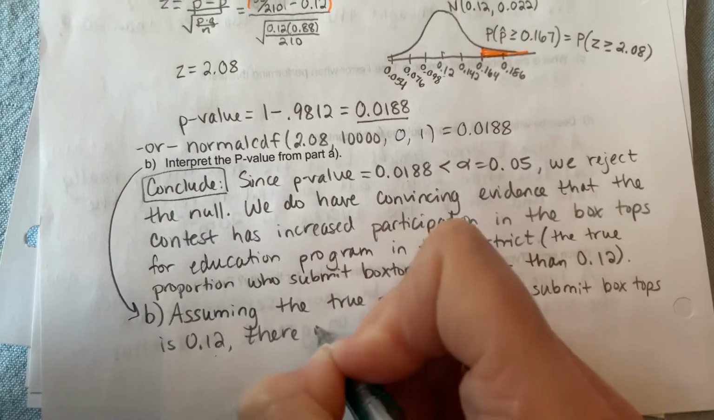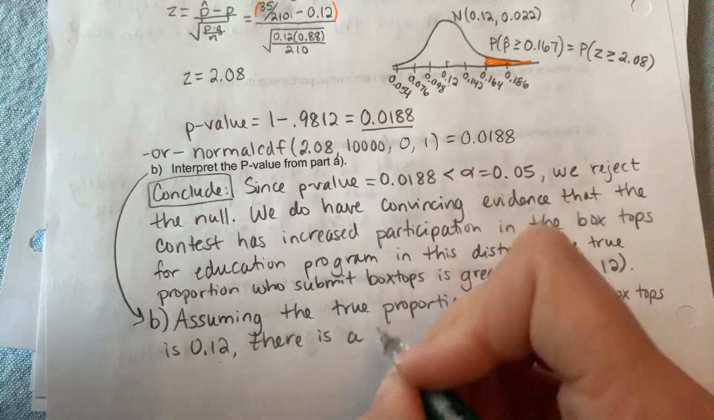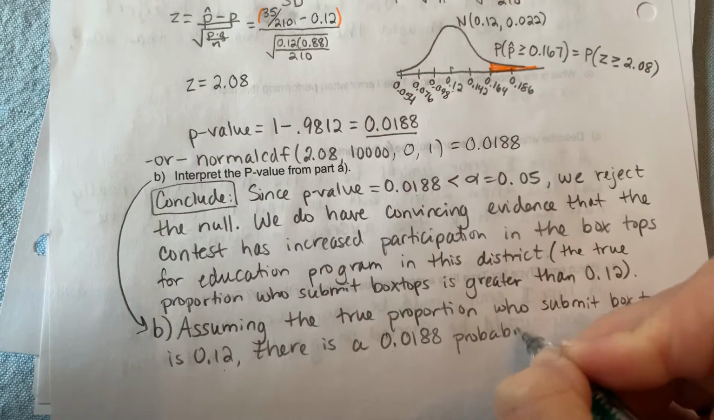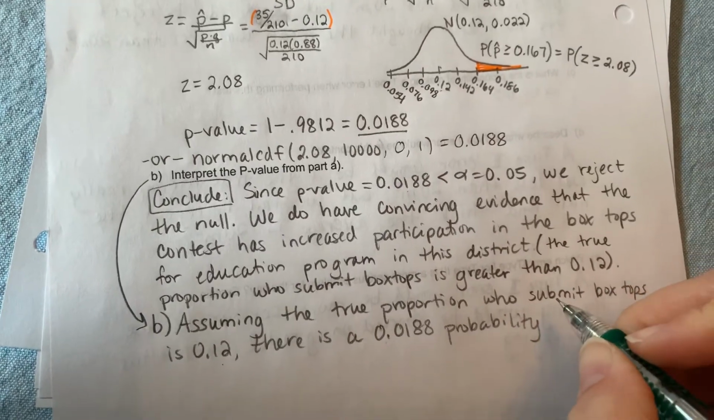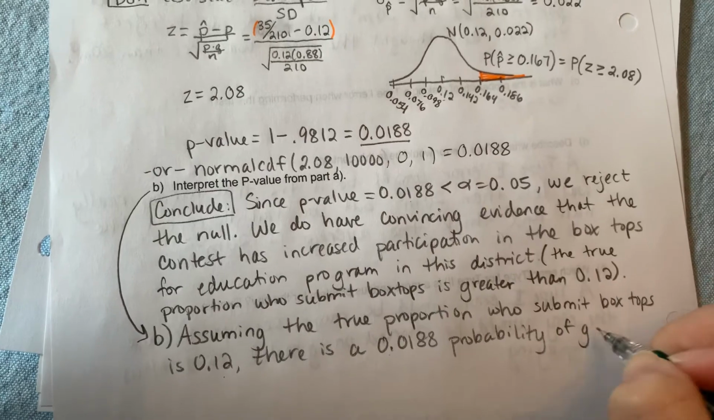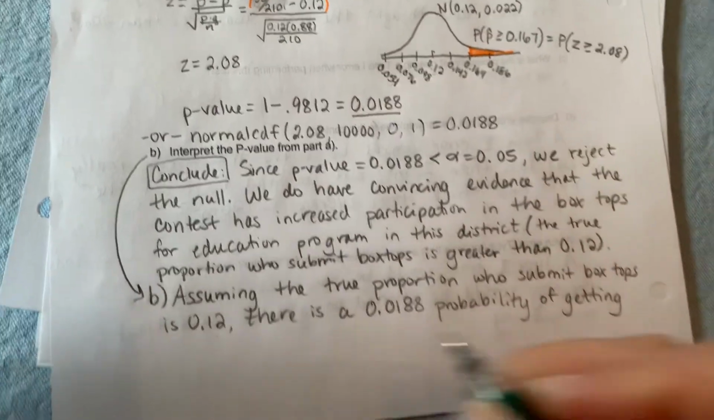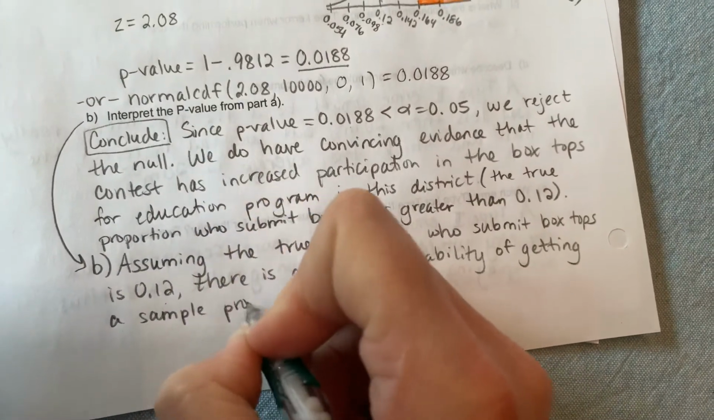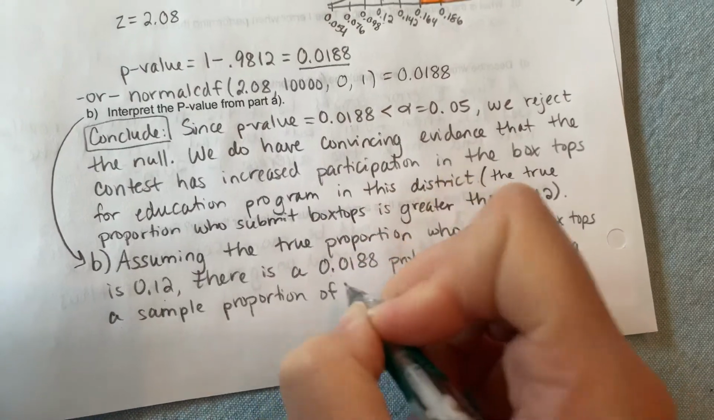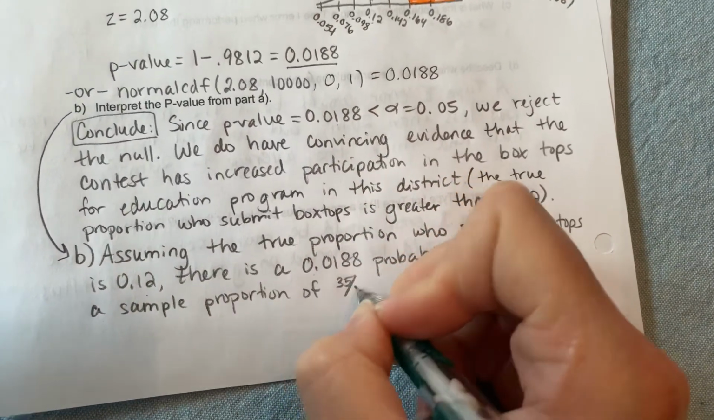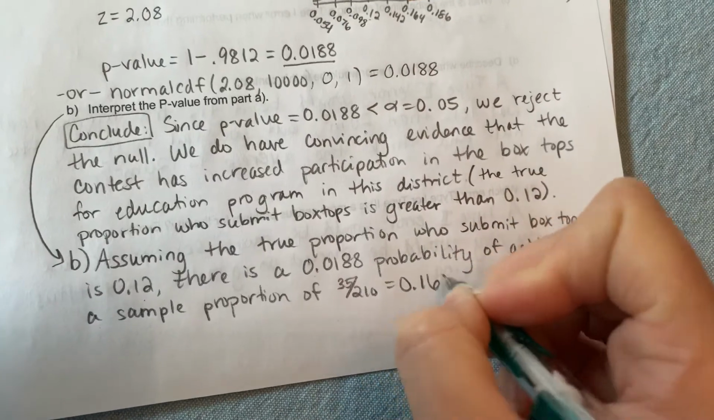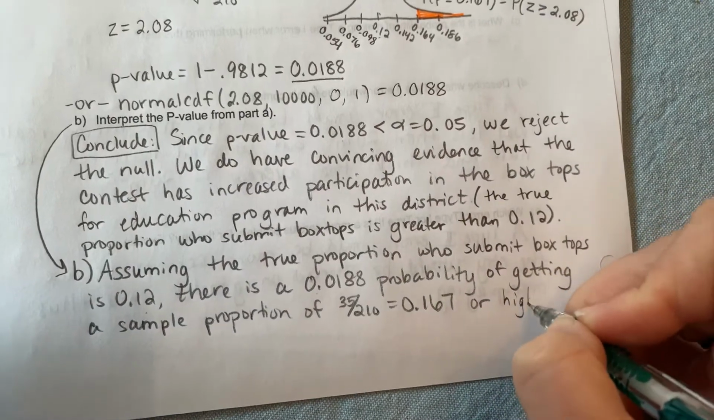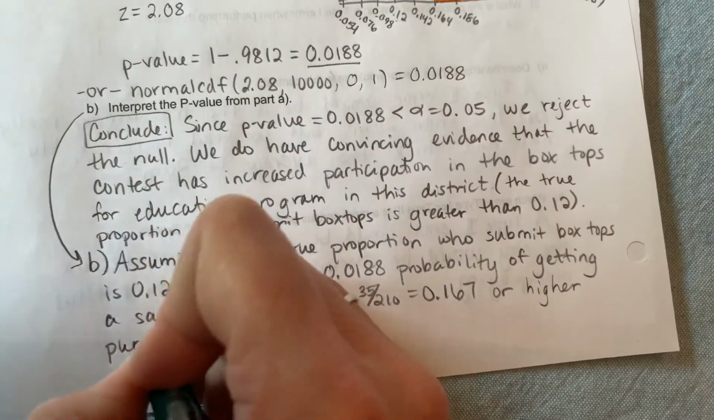So we say there is a 0.0188 probability. We could also write that as a percentage, so a 1% chance of getting whatever sample results we got. So of getting a sample proportion of what our sample proportion was, so 35 out of 210, or 0.167, or more extreme. In this case, more extreme would be higher, purely by chance.